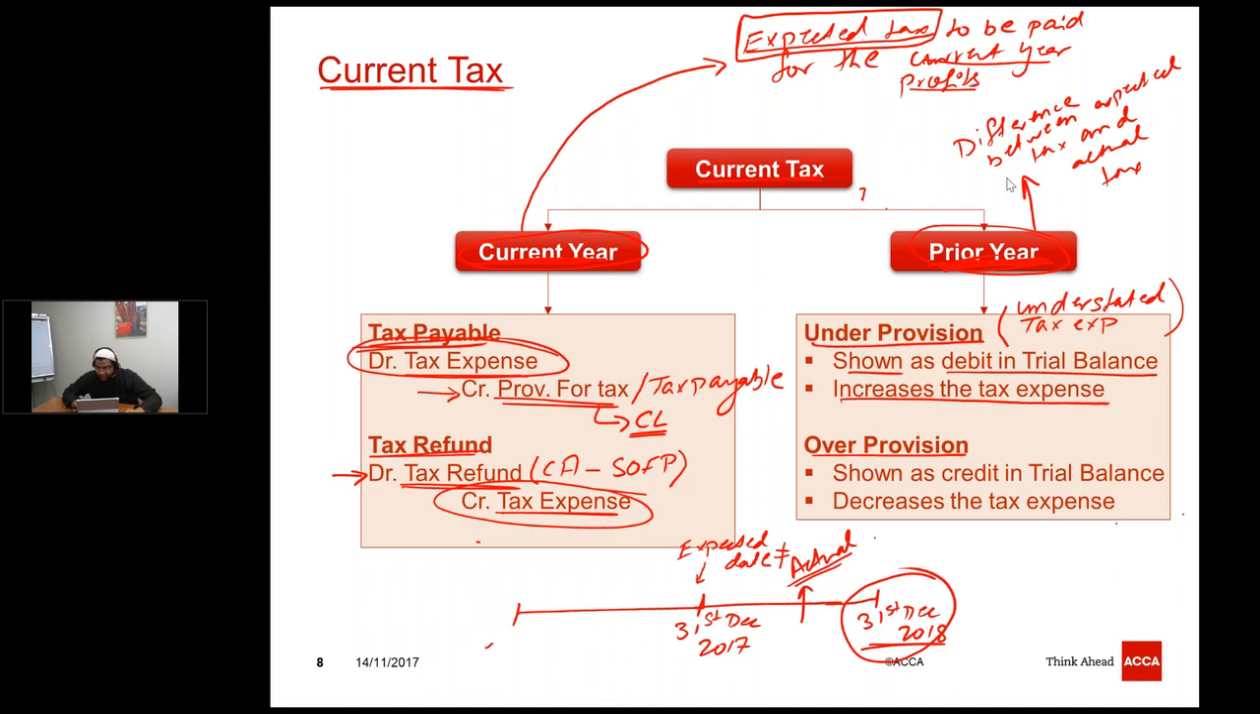Okay, Saad, I will repeat the entries. So is it clear what is under provision and why is it shown on the debit side and why does it increase the expense?